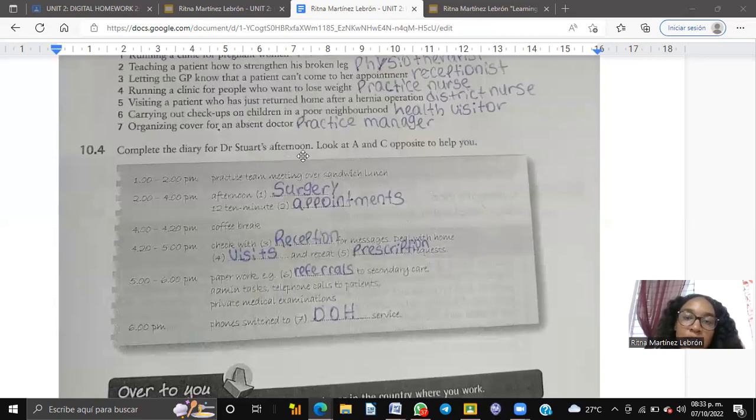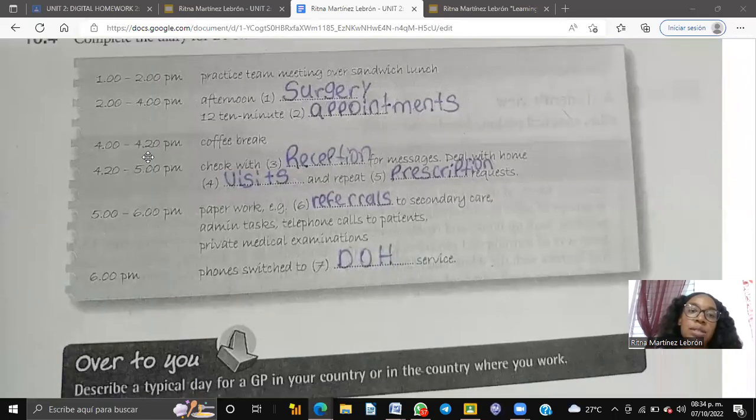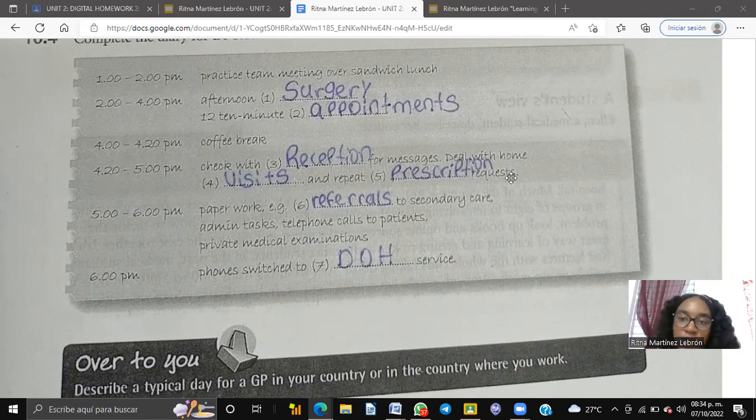Complete the diary for Dr. Stewart's afternoon. Look at A and C opposite to help you. 1 to 2 p.m., practice meeting over sandwiches. 2 to 4 p.m., afternoon surgery, 12 10-minute appointments. 4 to 4:20 p.m., coffee break. 4:20 to 5 p.m., check with reception messages, deal with home visits and repeat prescription requests. 5 to 6 p.m., paperwork, GP refers to secondary care, admin, takes telephone calls to patients, private medical examination. 6 p.m., phones switched to out-of-hours service.